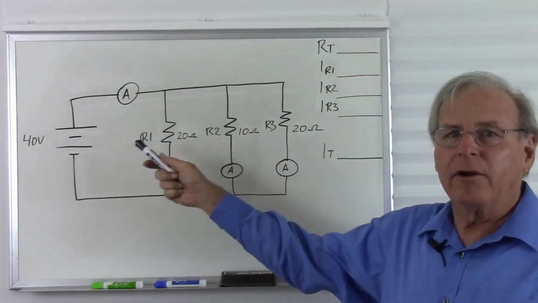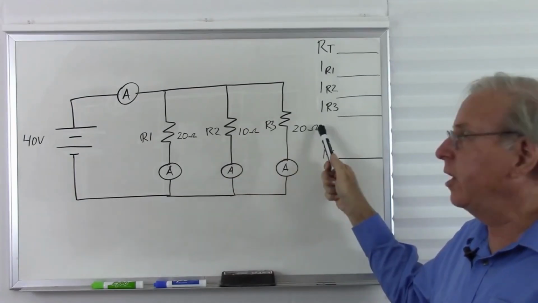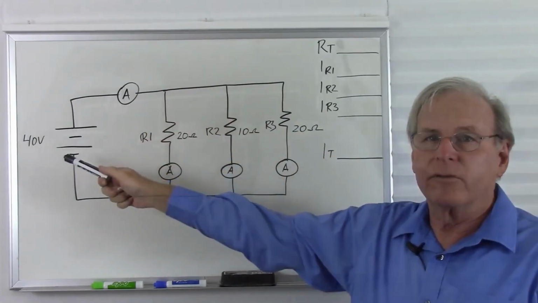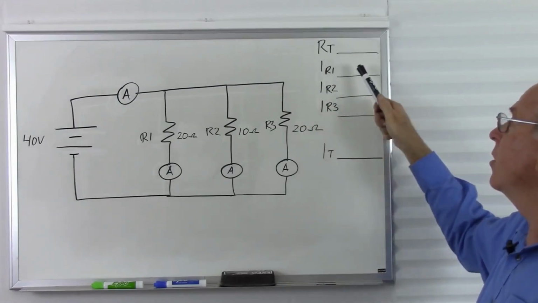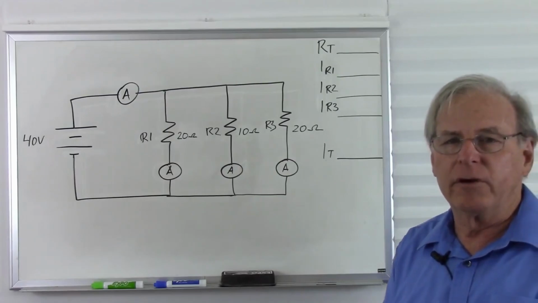Okay, here's a 3 resistor problem. We have 20 ohms, 10 ohms, and 20 ohms, and 40 volts. We need to calculate the total resistance, the current through each of the resistors, and the total current. Pause the video and solve the problem.